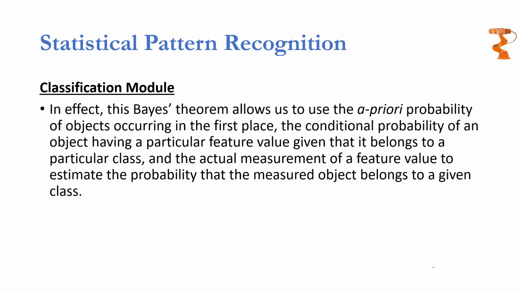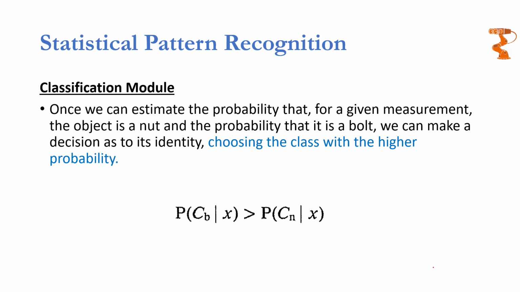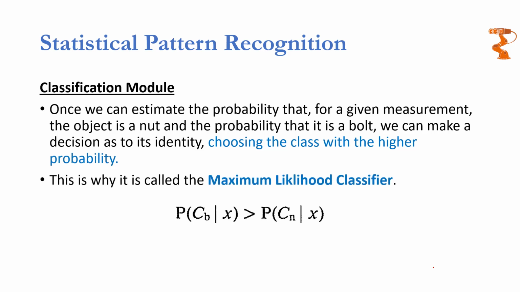So what Bayes' theorem is doing is using the a priori probability, conditional probability, and the actual measurement to generate an estimated probability that the measured object belongs to a given class. The class which has the higher a posteriori probability will be used to label the unknown object. Therefore, it is called the maximum likelihood classifier.